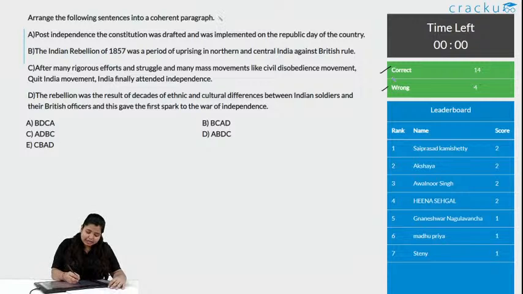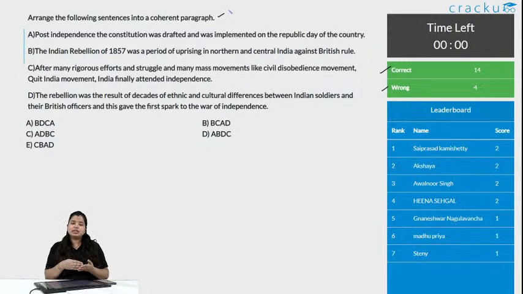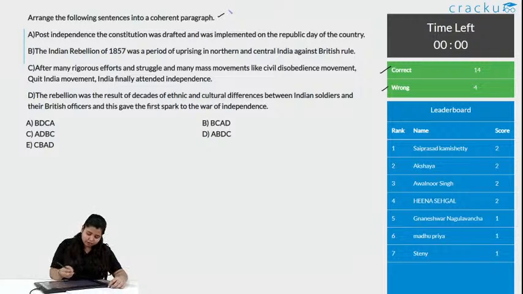Arrange the following sentences into a coherent paragraph. Okay, let's see. Again, choose the noun or the subject the paragraph is talking about. So, that will be our first statement, but before that analyze the options. After looking at the options, we have B, A and C. So, we know the first statement should either be B, A or C. Let us check. We will start with A, B and C alphabetically.